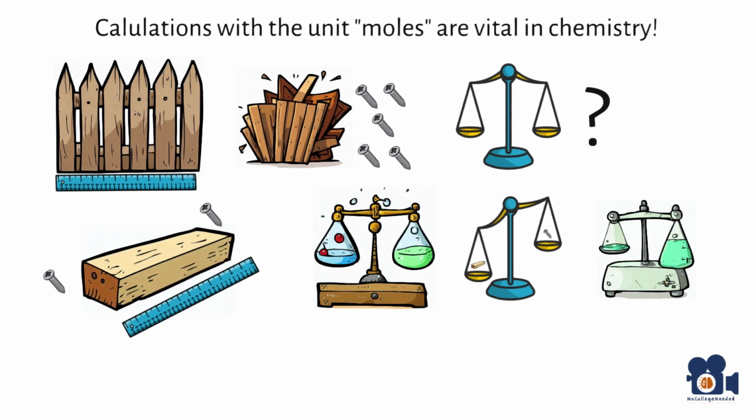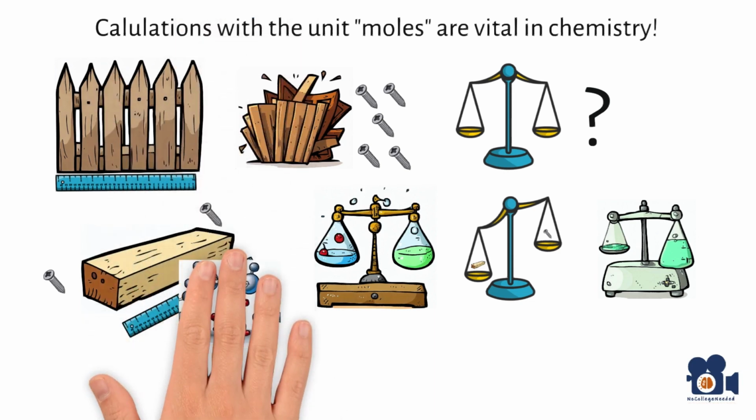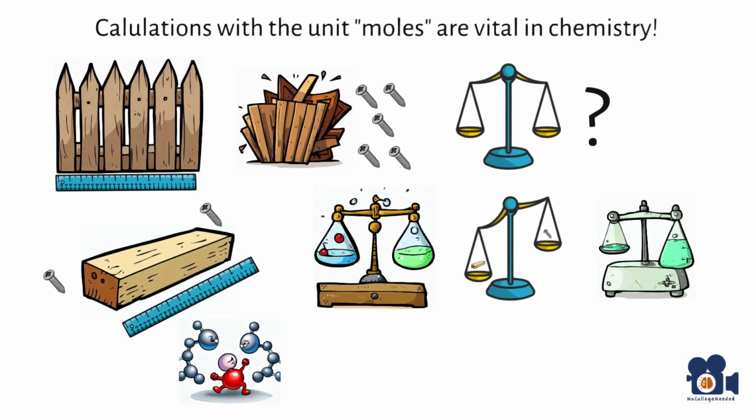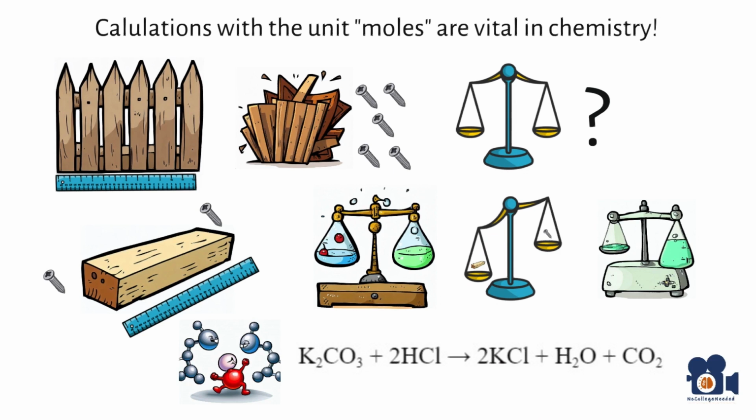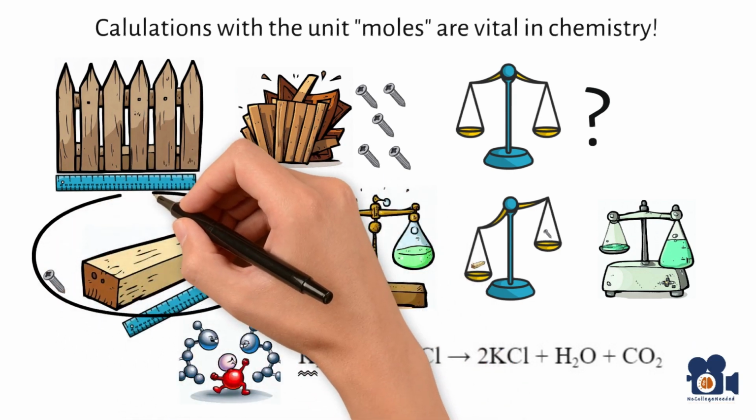It is further complicated when one molecule of a given substance reacts with 2 molecules of another. We can visualize this in the balanced reaction of K2CO3 plus 2HCl going to 2KCl plus H2O plus CO2. It takes 2 of the HCl's to react with 1 of the K2CO3s. This is analogous to it taking 2 screws to fasten 1 2x4.